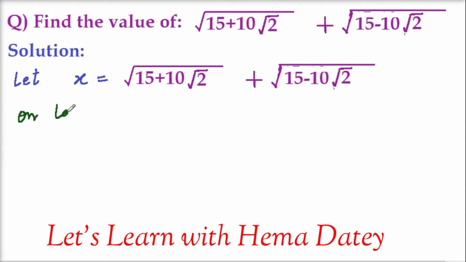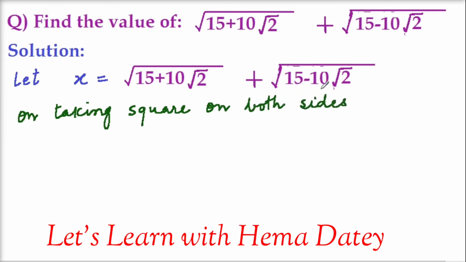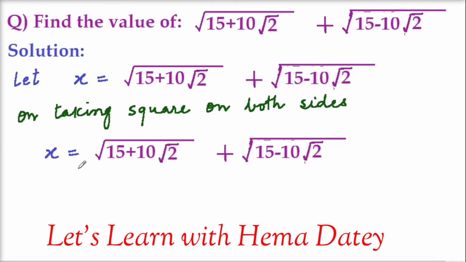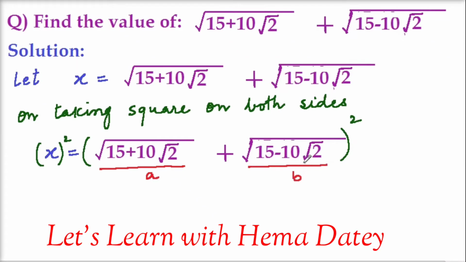We write, on taking square on both the sides. In the next step, we'll put square on both the sides. The expression on the right hand side will be opened by using the identity a plus b whole square.